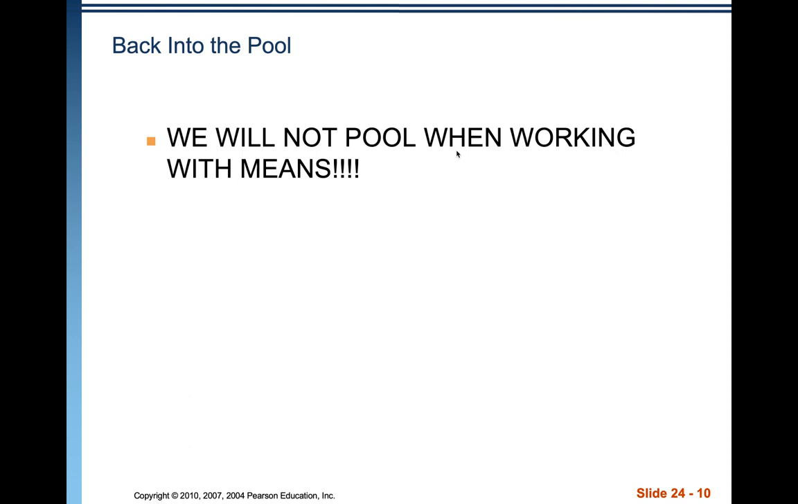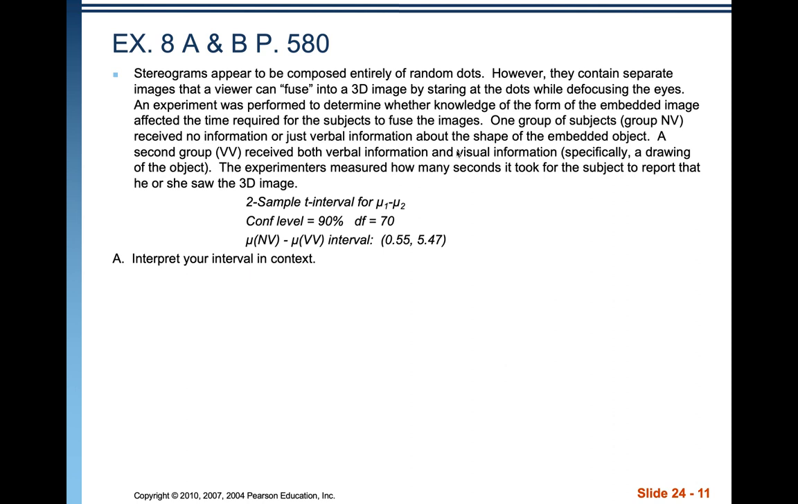All right, so it's going to ask about pooling. We don't care if there's T in the pool. We don't need to test anything. We only care if there's P in the pool. So we only pool for proportion problems. We never pool when we're working with means. All right, let's look at some examples.